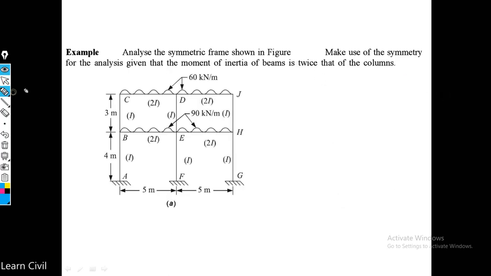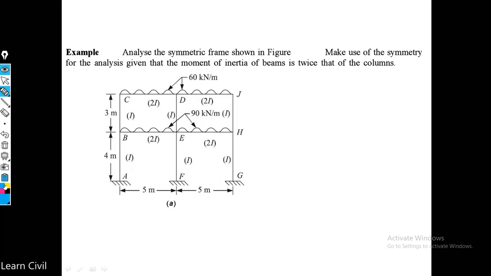The problem statement is: analyze the symmetric frame shown in the figure. Make use of symmetry for the analysis of the given frame. The moment of inertia of beams is twice that of the columns, which means if the moment of inertia of columns is I, then the moment of inertia of beam will be 2I.